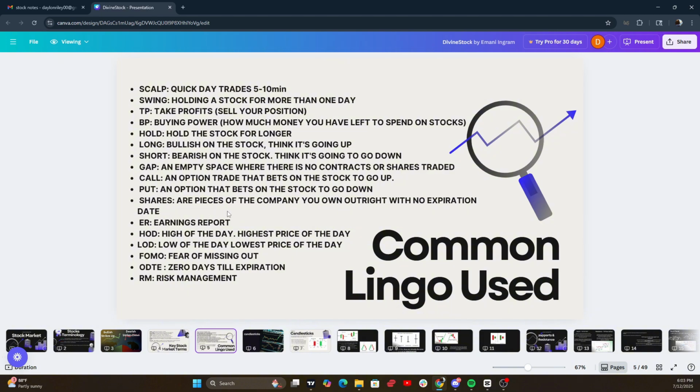So we covered earnings report. Like I said, that's just an annual thing that companies have. It comes out, kind of shows their finances, how much they made, how much they spent, and so on and so on. Then we have high of day and low of day. So high of day is the highest price of the day, and then we have low of day, which is the lowest price of the day. So I'll show you guys an example of that as well.